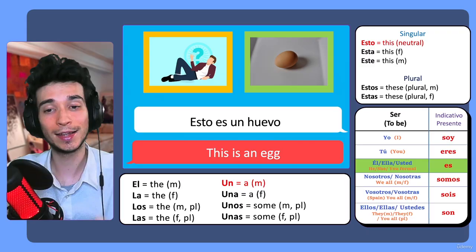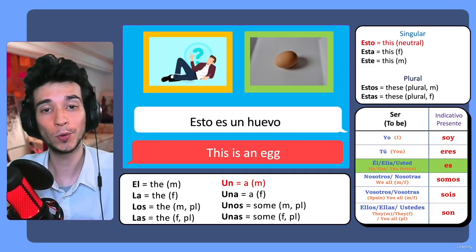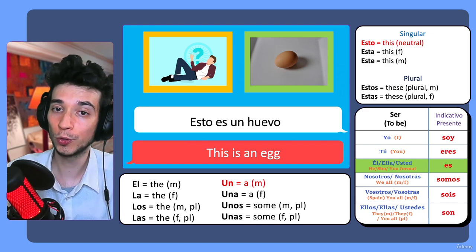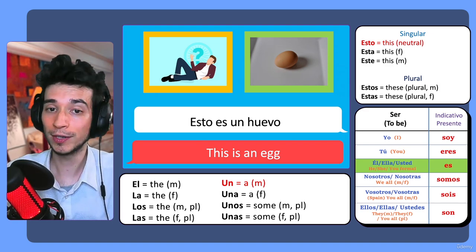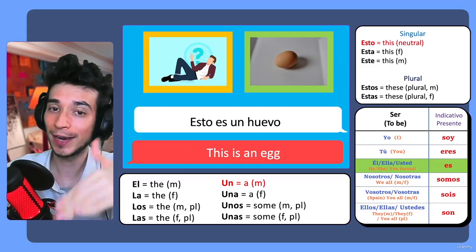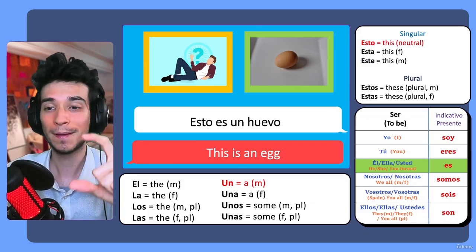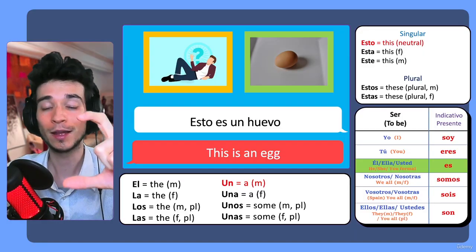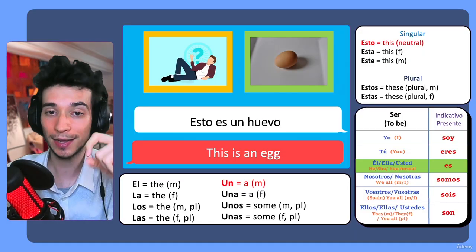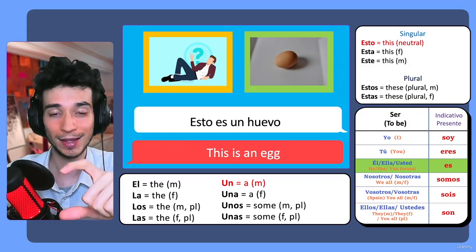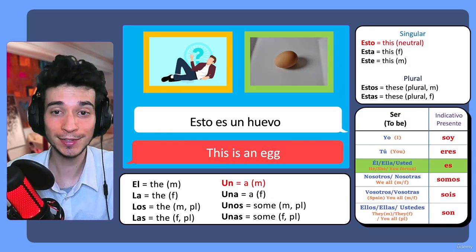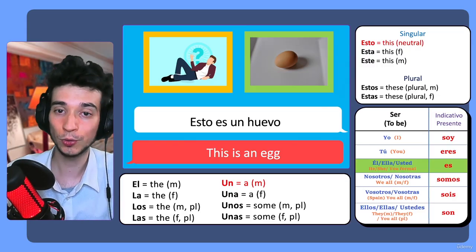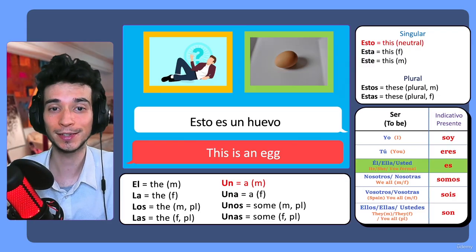And you can reply, esto es un huevo. This is an egg. So yes, you can either say esto es, or you can say este. Este es un huevo. This is an egg. ¿Qué es esto? Este es un huevo. Or you can also just use esto. Esto es un huevo. If you want, you can also use esta. Esta es una casa.